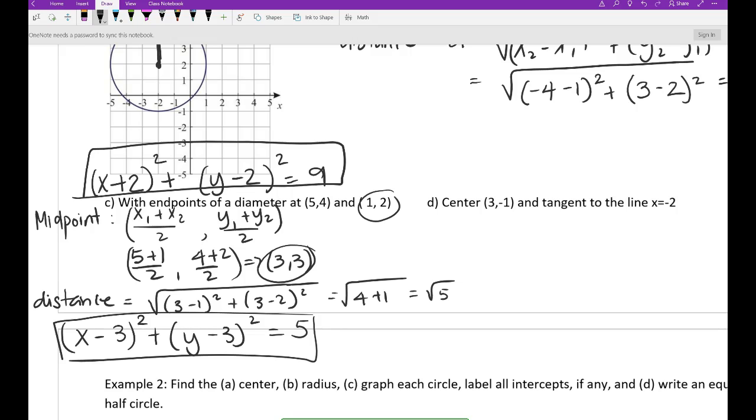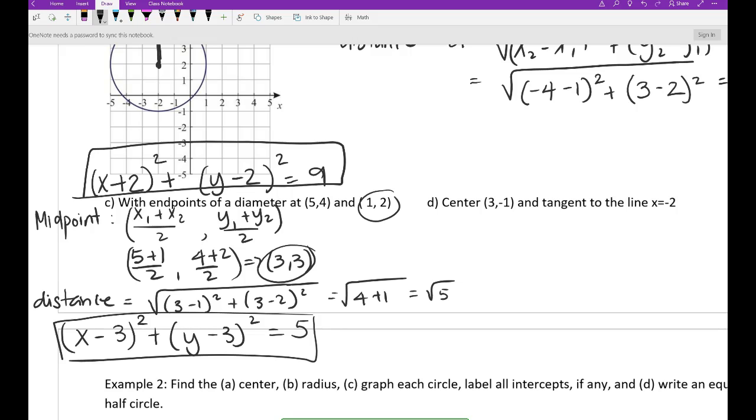All right, D for dog. I gave you the center, (3, -1). And this circle is tangent to the line x equals -2. The word tangent means what? You're right. In trig, that's what it means. But in graphing or in geometry, it means it touches how many times? Exactly one time. So all you need now is a radius.